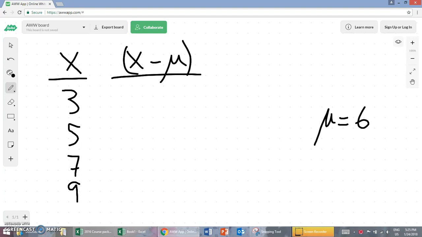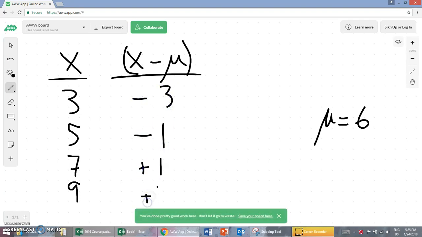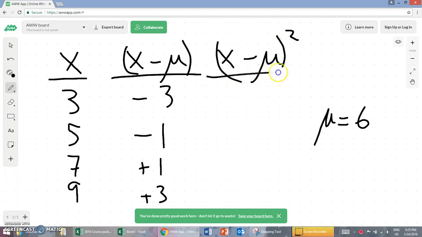So we have one column of our x values, our data set. The second column is going to be x minus the average. So 3 minus 6 is negative 3, then negative 1, plus 1, and plus 3. Next column we need is x minus the average squared. So we're going to square that middle column, and we get 9, 1, 1, and 9.